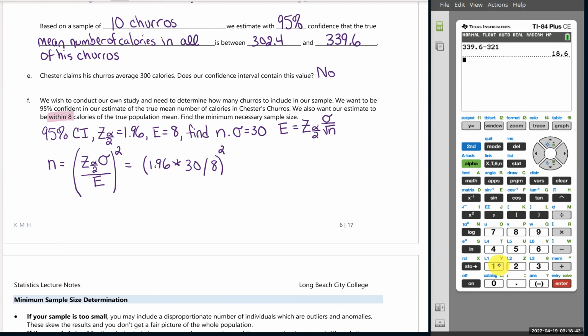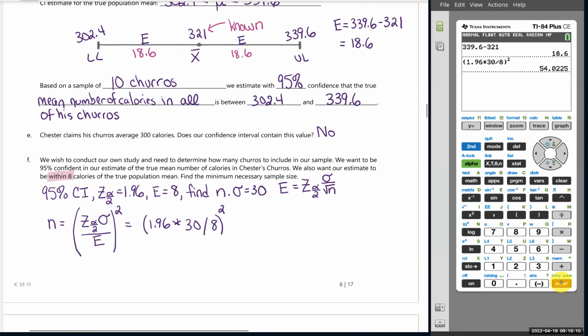All right. So let's check that out. 1.96 times 30 divided by 8. Typo there. All right, 1.96 times 30 divided by 8, close parentheses, square. All right, and we're getting 54.0225.